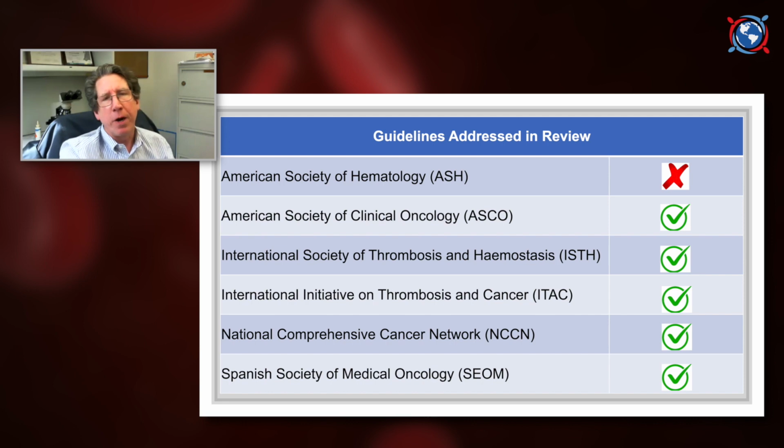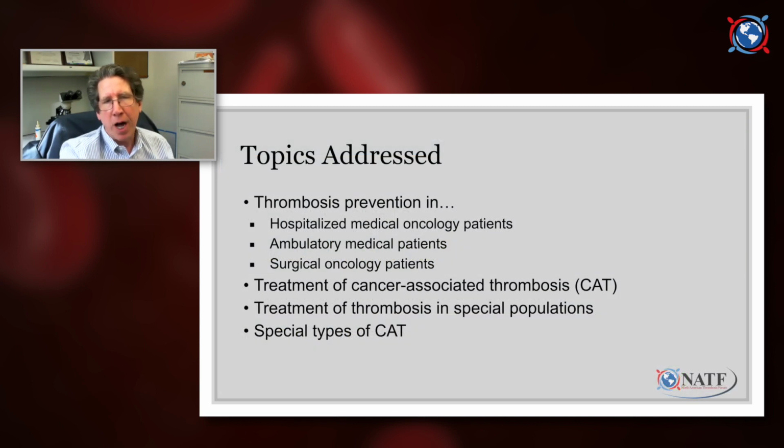So this only included the American Society of Clinical Oncology guidelines that were out in early 2020, the ISTH guidelines, the International Initiative on Thrombosis and Cancer, the NCCN guidelines, and the Spanish Society of Medical Oncology guidelines, which had come out earlier in 2020. The topics we focused on were prevention of venous thromboembolism in the hospitalized medical oncology patient, the prevention of thrombosis in ambulatory medical patients, prevention of thrombosis in surgical oncology patients, treatment of cancer-associated thrombosis, and then treatment of thrombosis in special patient populations, as well as special types of cancer-associated thrombosis.